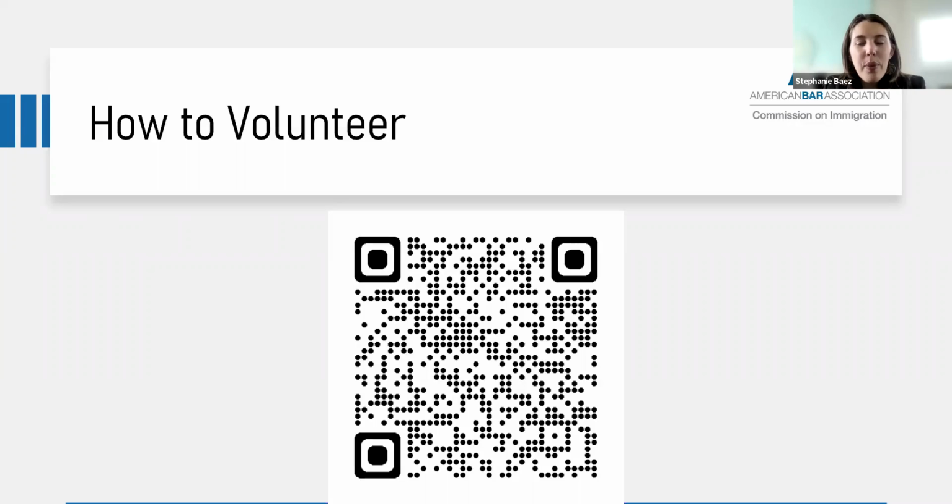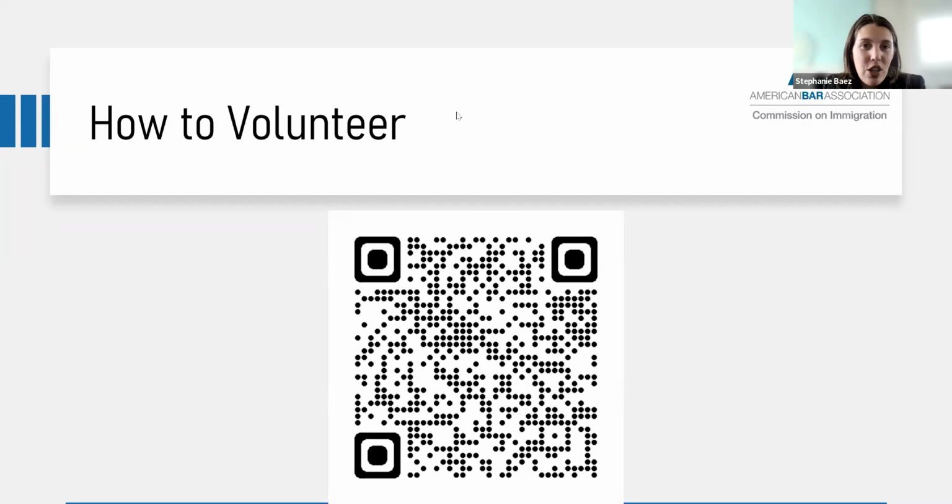I just want to say before we end here that there are some opportunities if you're not already working on a case and you want to volunteer on a case that deals with these issues. There are a few volunteer opportunities through the ABA Commission on Immigration. You can scan this QR code on your screen right now, and that'll send you to our volunteer sign up. I believe that Bridget is going to enter the volunteer sign up form in the chat along with my email. We have opportunities to help with TPS applications through a legal clinic.